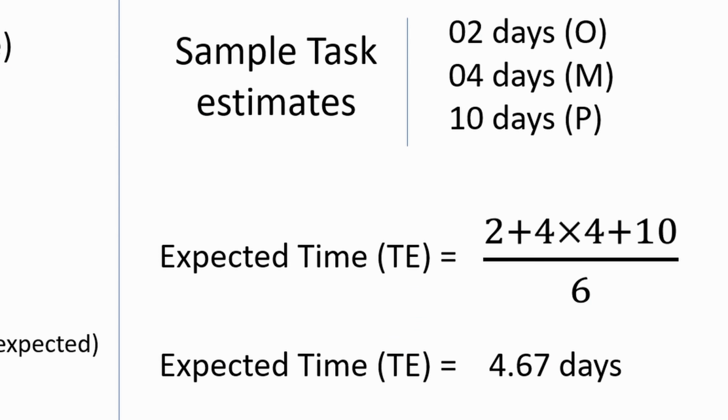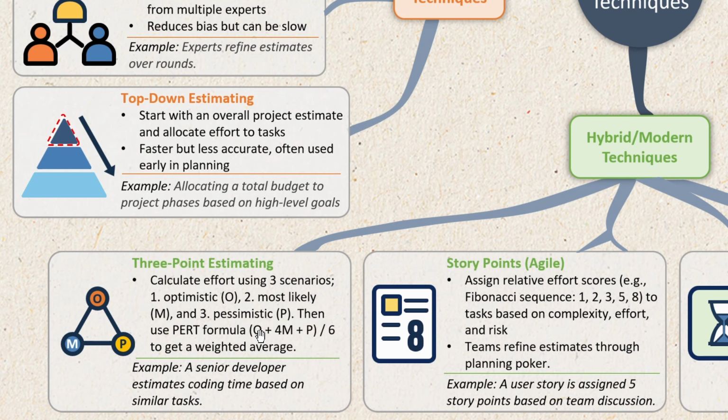So our optimistic scenario gives us 2 days of estimates, more likely scenario is 4 days, and pessimistic scenario is 10 days. So if we add 2 to 4 times 4, which is 16, so 16 plus 2 is 18, and then we add 10 for the pessimistic scenario, so 18 plus 10 is 28, and then we divide 28 by 6 to give us 4.67 days as our final estimate. So it's slightly higher than our most likely estimate, but it is going to be a much more accurate estimate than just using most likely estimate.